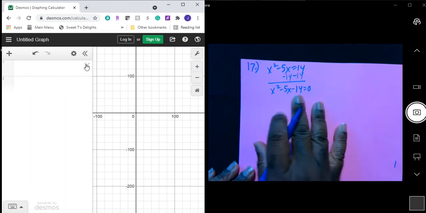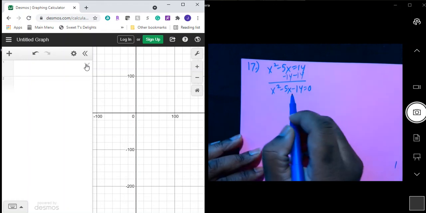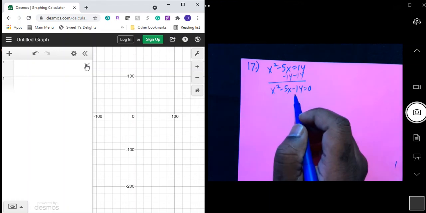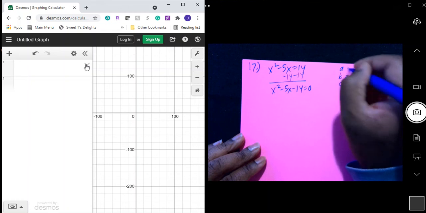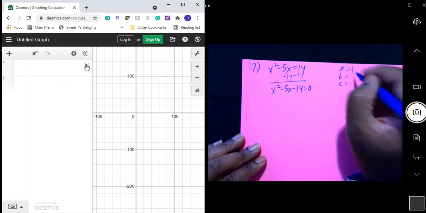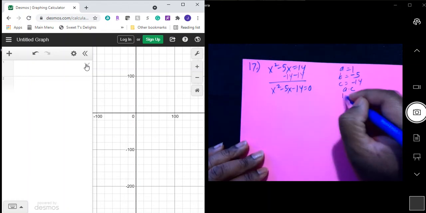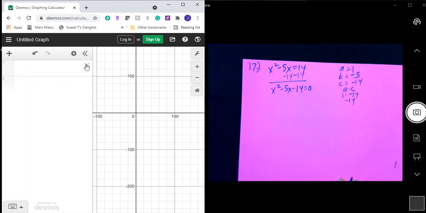So right now we're just going to concentrate on this side with the quadratic form. Here we see if we've got a greatest common factor besides positive 1. We don't, so we would list our A, B, and C. Our A is positive 1, our B is negative 5, and our C is negative 14. So we'll multiply A and C: 1 times negative 14, which is negative 14.